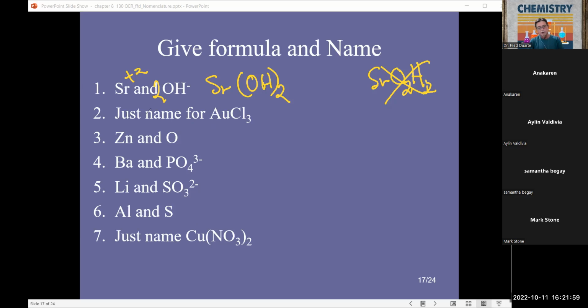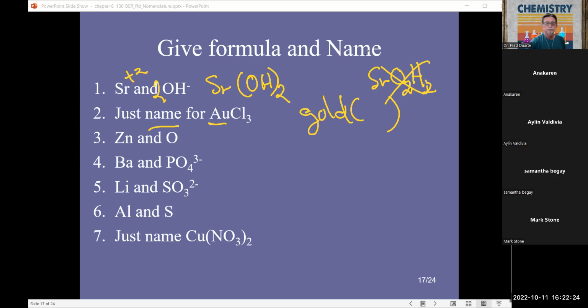All right, the second one, they just want the name, okay? And so we look at Au, that tells us that Au is gold, so we can write that down. Gold is not part of the 16. Remember the 16 elements that we have an exact oxidation number: group 1, group 2, and then the 4. I'll show you the periodic table here in a second.